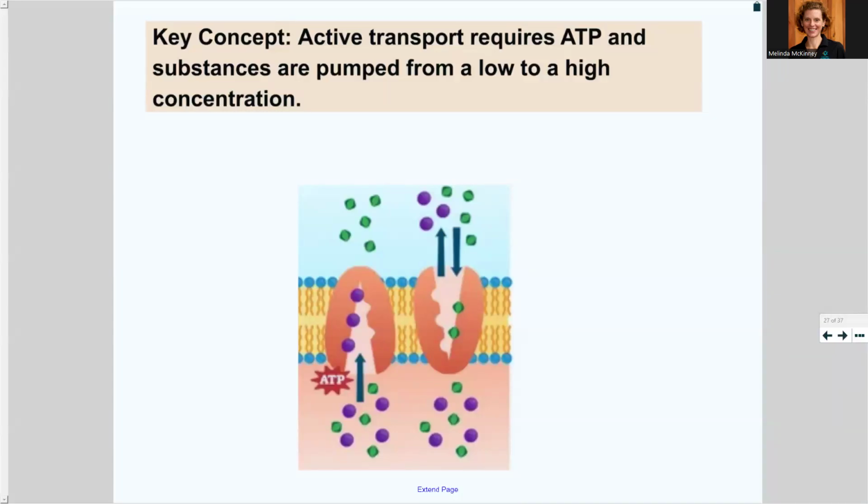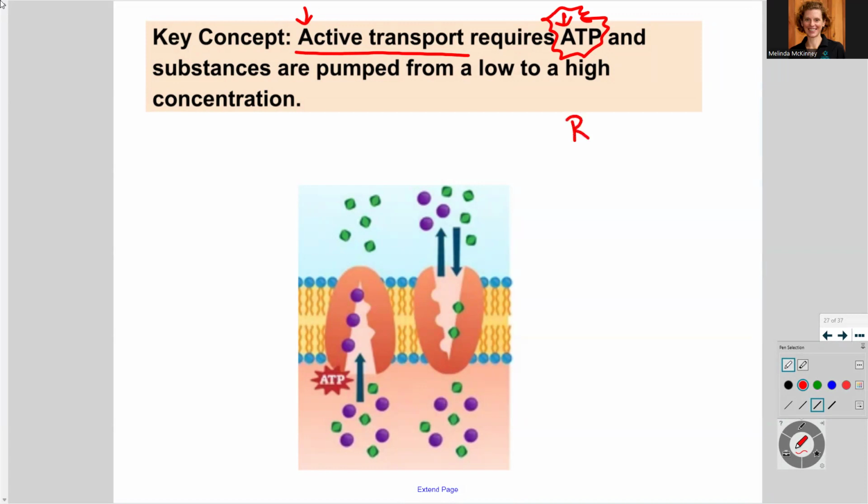Okay, this is Bio 181, Chapter 5 on membranes and transport. And now we're going to be talking about active transport. So active transport, think ATP. ATP is our energy molecule of the cell. So in active transport, it's going to require energy.